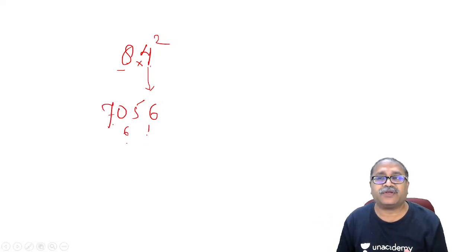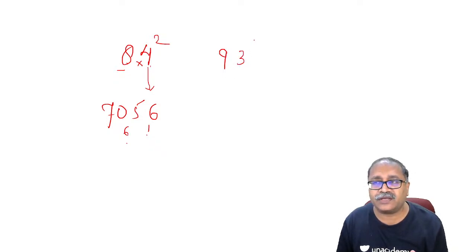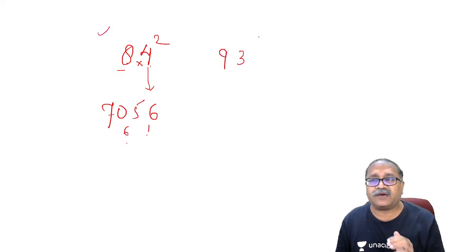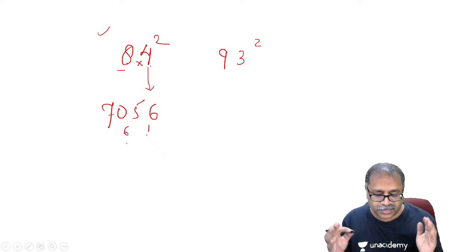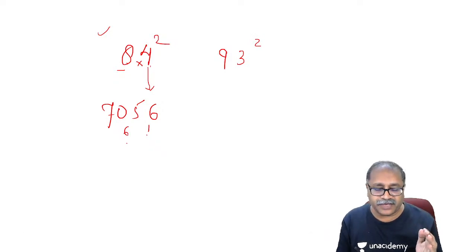Yes, beautifully. But when it comes to a number closer to 100, we change the approach. If I ask you, can you please find 73 square? I can apply this method, but we have an alternate method. Please do it. And can you please tell me, my friends?